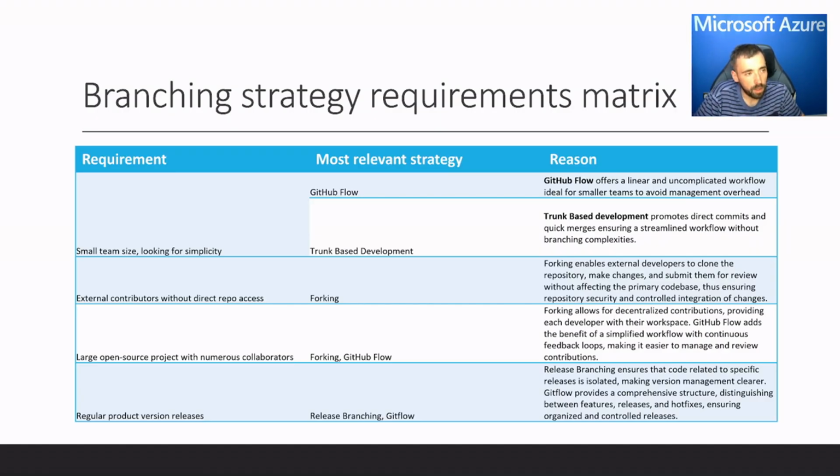So first of all, the requirement is a small team looking for simplicity. In this case, we would choose between likely the GitHub flow or the trunk-based development. GitHub flow offering linear and uncomplicated workflow, ideal for smaller teams to avoid management overhead. Trunk-based development promotes direct commits and quick merges, ensuring a streamlined workflow without branching complexities. So less complexity, good for small team looking for simplicity.